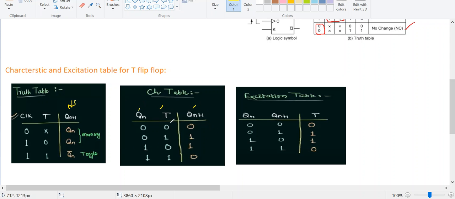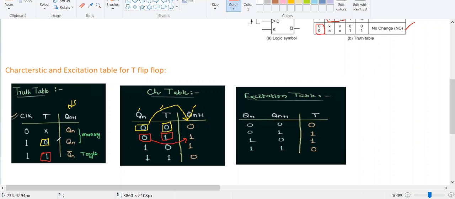So let us consider my first case, when T is equal to 0. Here you can observe from the truth table, T is equal to 0. What is your Qn? The Qn value is 0. Therefore, this 0 is directly your output here. Now, in the second case, when T is equal to 1, you can observe from the truth table that the output is Qn bar. Here my Qn value is 0, therefore this will become 1 here.